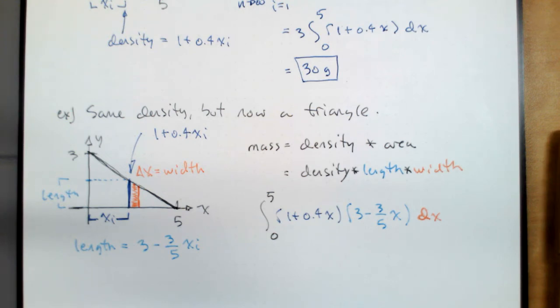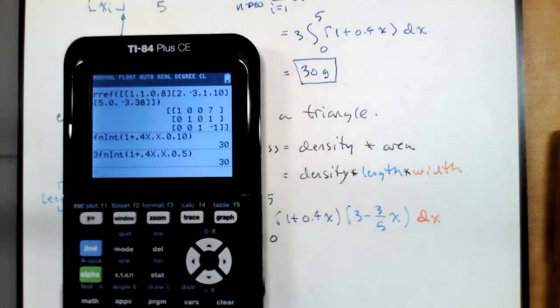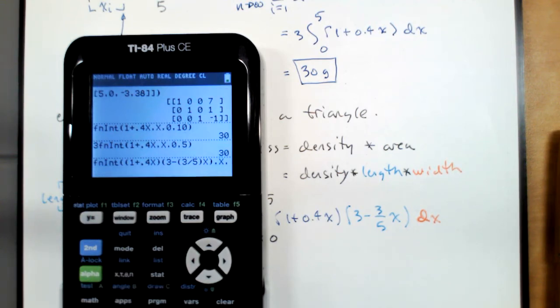Now we could just multiply this out and make this calculation by hand, or round to 5 significant figures if necessary. So let's just do a calculator thing. I want math 9, one factor is 1 plus 0.4x. And the other factor is 3 minus fractions, 3/5 in parentheses, times x. Close the second factor, with respect to x from 0 to 5.